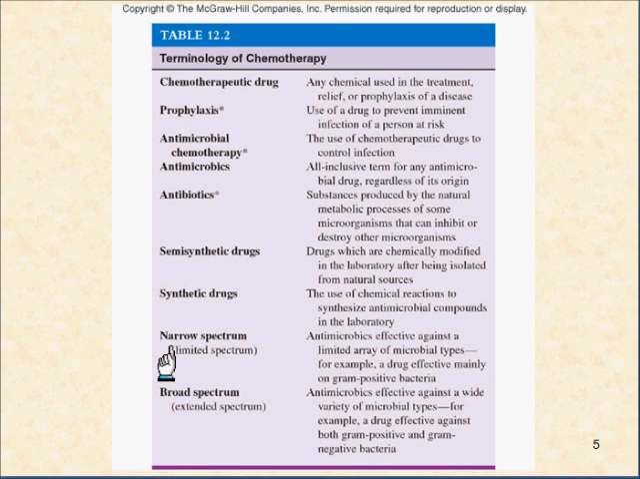antibiotics. Narrow spectrum or limited spectrum is a term used to apply to some antimicrobics that are effective against a limited array of microbial types. For example, a drug effective mainly on gram-positive bacteria as opposed to gram-negative. And then there are broad-spectrum or extended-spectrum drugs, and these are antimicrobics that are effective against a wide variety of microbial types. For example, a drug efficient against both gram-positive and gram-negative bacteria.